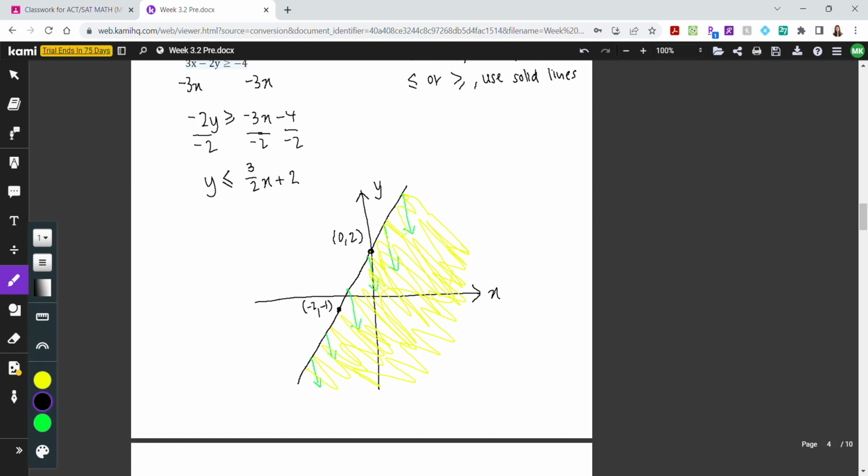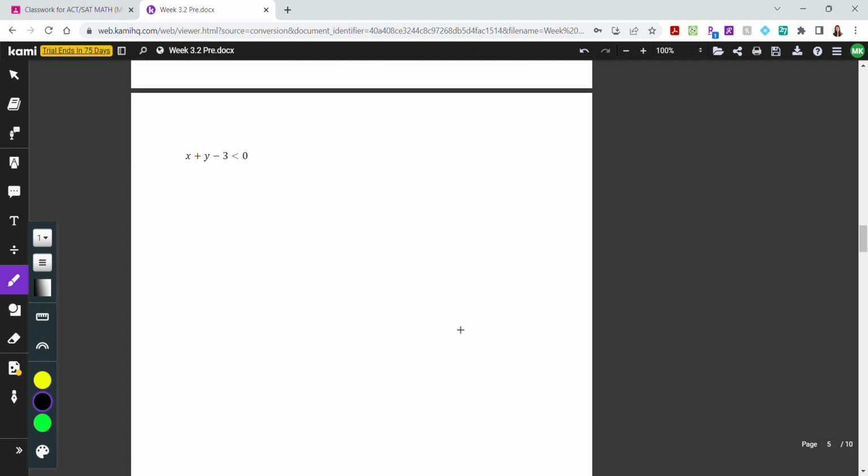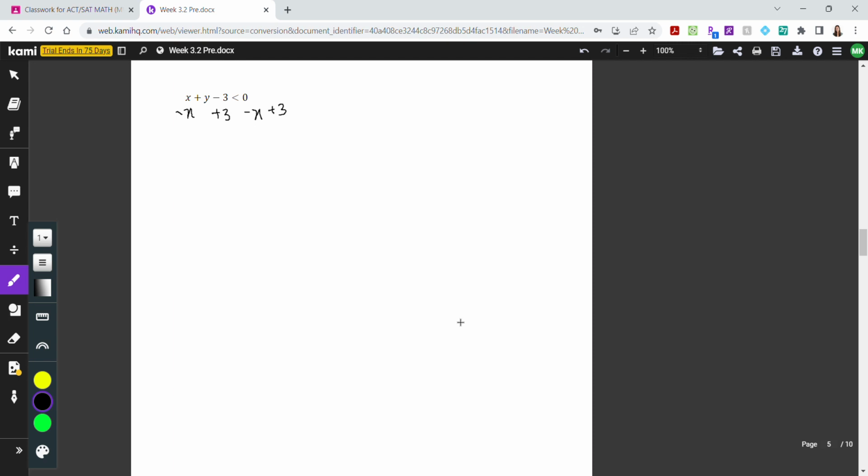All right, now let's look at the other question. So again, same thing here. We want to rearrange this into y equals mx plus b because it's just a lot easier to graph it like that. So let's subtract both sides with that and add 3. That's going to give us y is less than -x plus 3. Again, we're just going to quickly graph it.